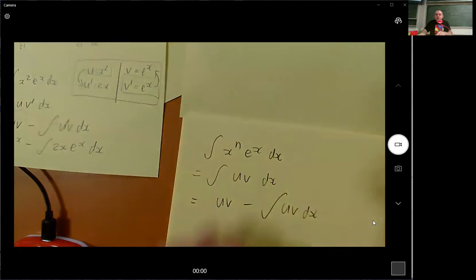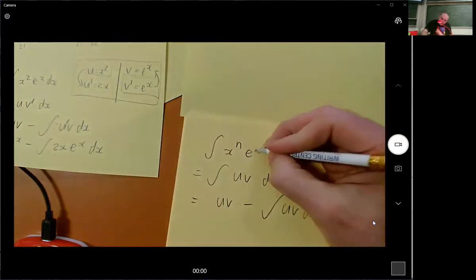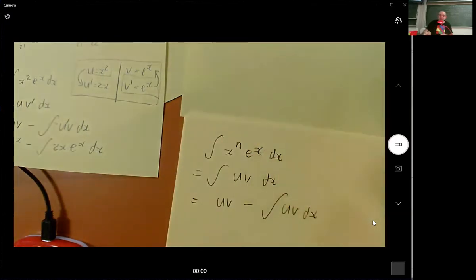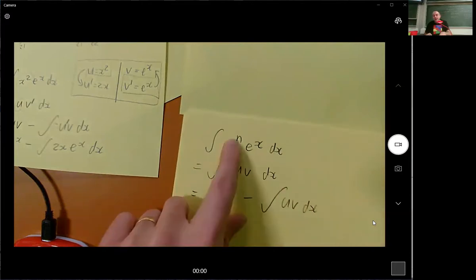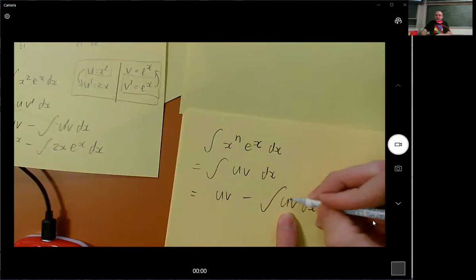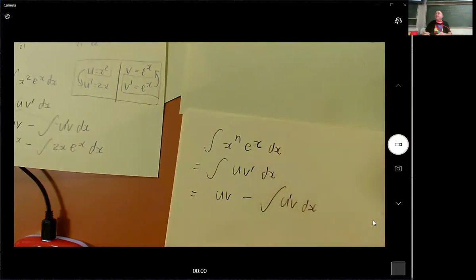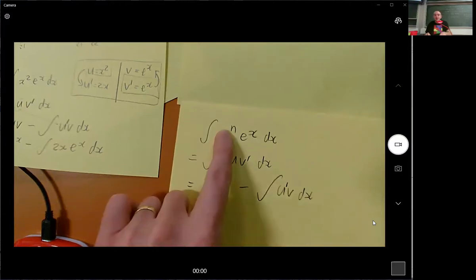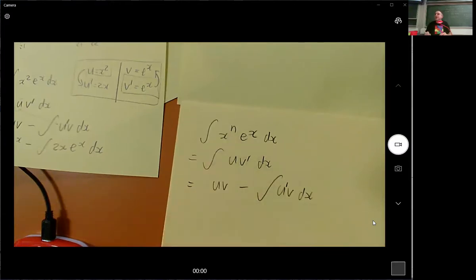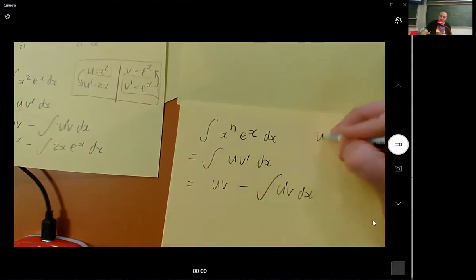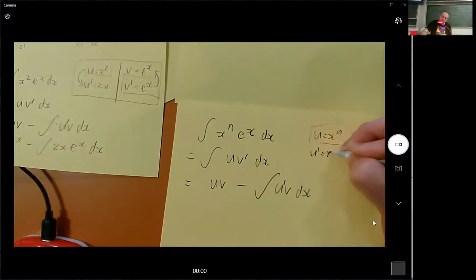Can I make, I'm going to put the 2x, no, I'm just going to leave it. I know that if this n was 3, then it would get lower when I differentiate it. But also the e to the x isn't going to change, so that's just going to be bad. And if I integrated this one, it would just get a higher and higher power, and that'd just be bad. And so my u would be x to the n, and so my u dash would be n lots of x to the n minus 1.